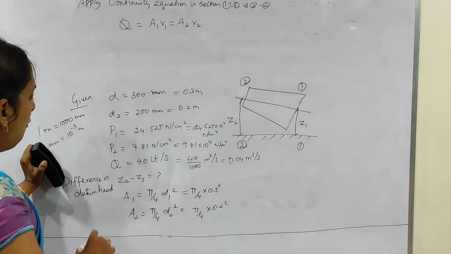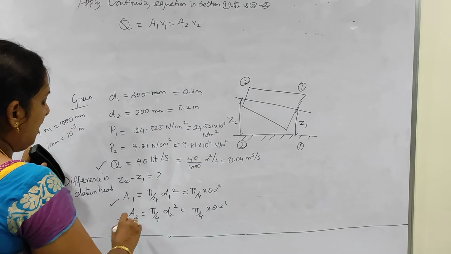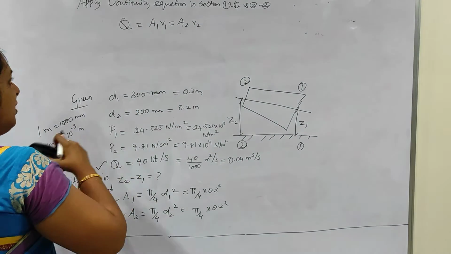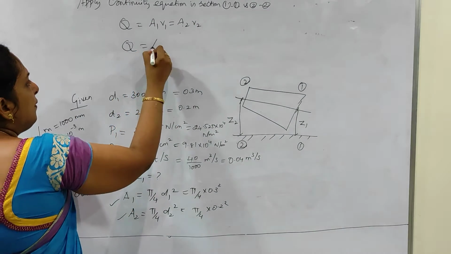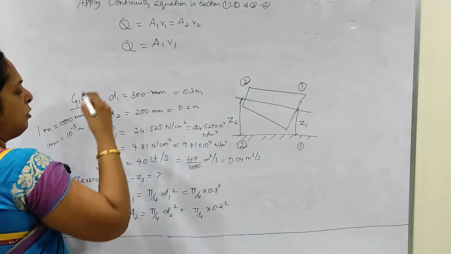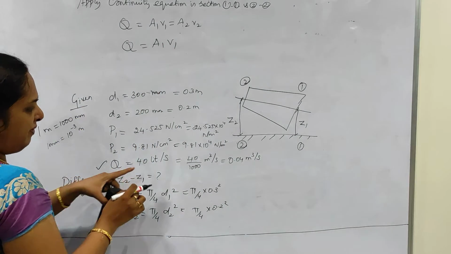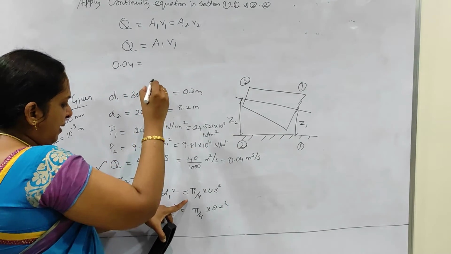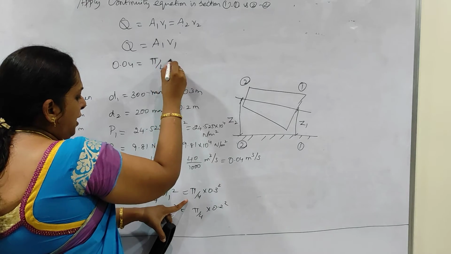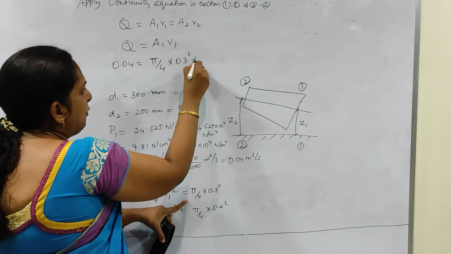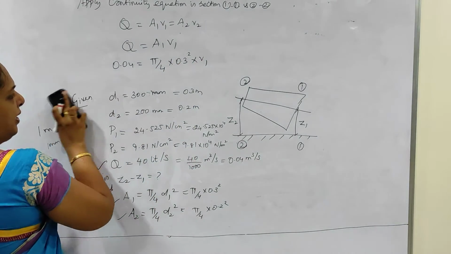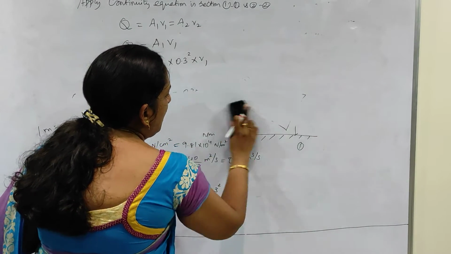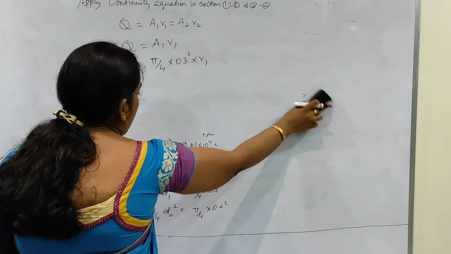Now what do I know? I know Q. I know A1 and A2. It's very easy to find V1 and V2, in a similar way to what we did in the previous problem. First take this equation: Q is equal to A1 V1. We know the value of Q, it is 0.04. We know the value of A1, it is pi by 4 into 0.3 square into V1. So we have got this equation. If you solve it, you will know the value of V1. Am I right?